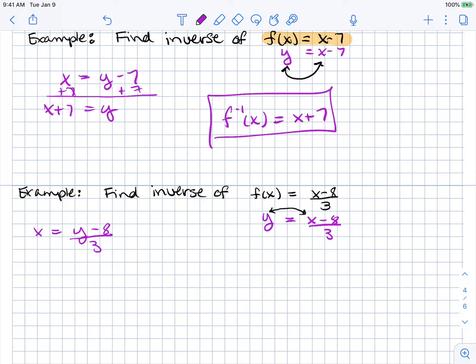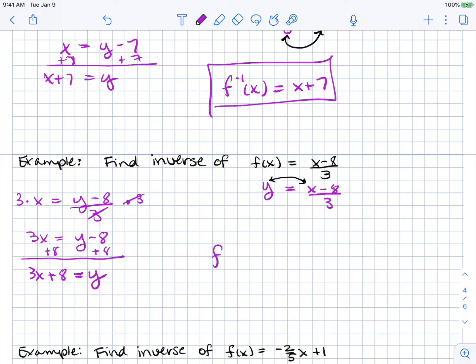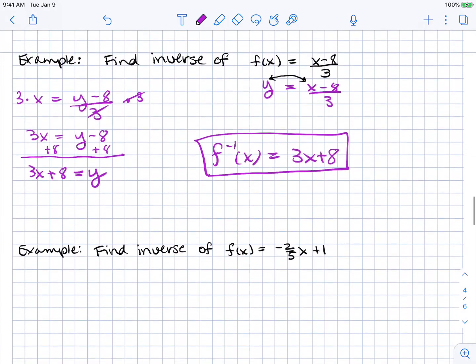And the first thing I'm going to do is clear my fraction. I know that if I multiply both sides by 3, I can get rid of that. So times 3 and times 3 on both sides of my equation, and that'll cancel out. So I get 3x equals y minus 8. And then I add 8 to both sides, and I say 3x plus 8 equals y. And I can't add the 3x and the 8. They're not like terms. So that's where that ends. And I'm going to rewrite this in my inverse function notation and say 3x plus 8.